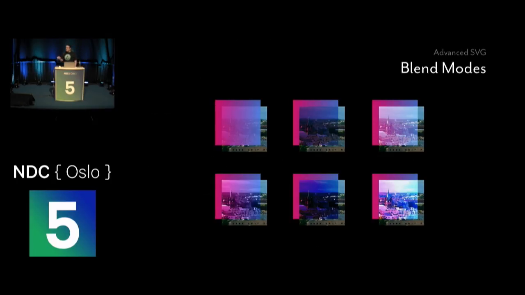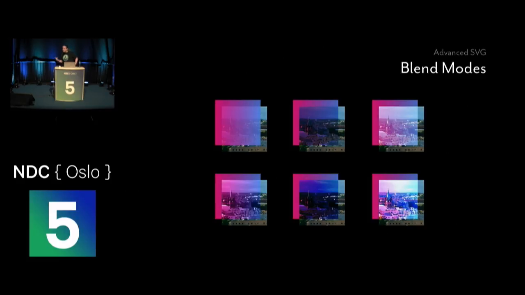So the 2 in the center, the one on top is called multiply and the one on bottom is called color burn. And these, again, just have different mathematical formulas that produce the color that you'll see on top. So multiply is fairly easy to explain. You take the RGB values of the bottom layer, multiply them by the RGB values on the top layer, and then you display whatever color comes out the other side.